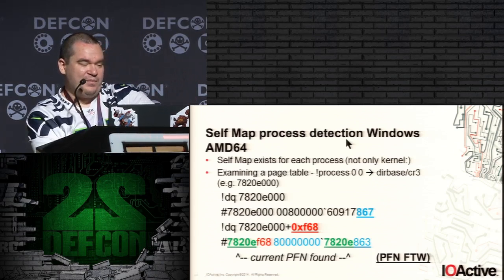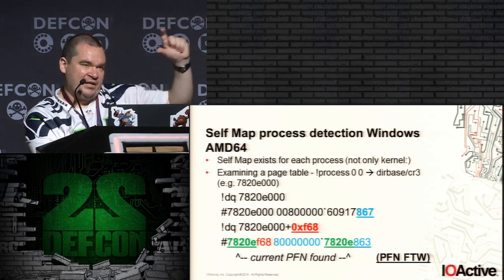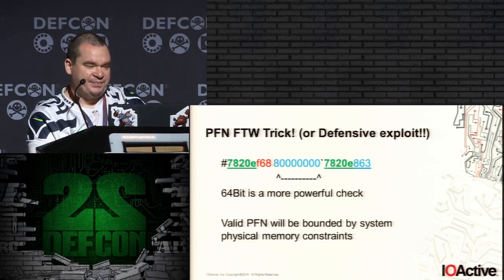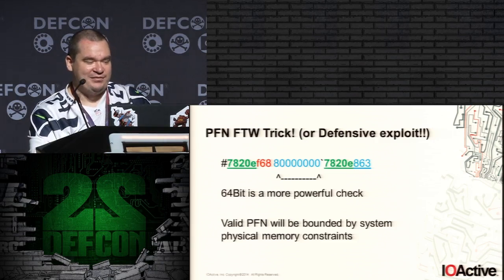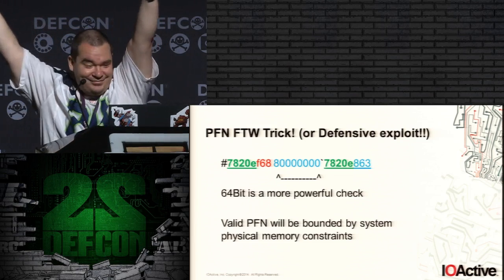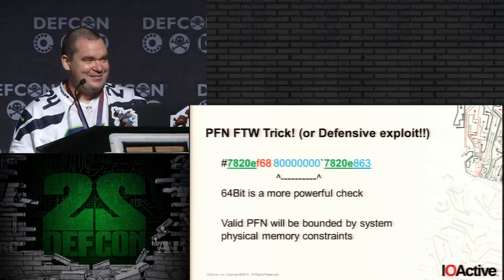But based on the fact that I can identify the current PFN by looking at physical memory, I can identify all page tables for every process. So PFN for the win. Defensive exploit. Let's hear it for the D. Feds! Come on, guys. Thank you. Rootkit is dead. Dead rootkits. Dead. Everywhere.